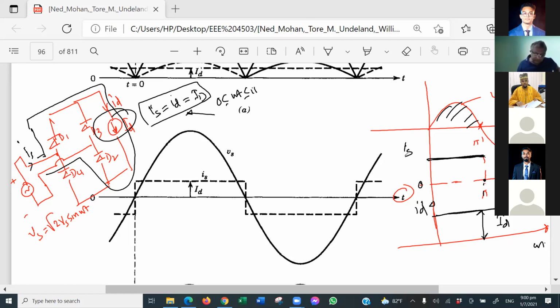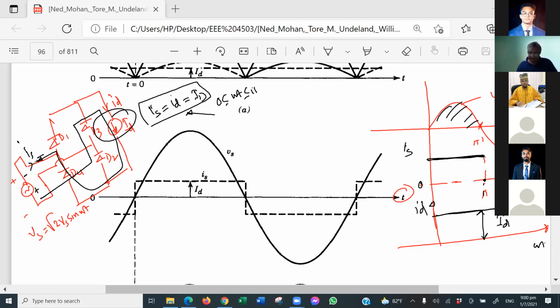This is IS, right? Okay, then for the negative half cycle, IS should change, but ID will be the same. IS should just reverse, like this. And what is this value? It is minus capital ID, right? That has been depicted in this figure.